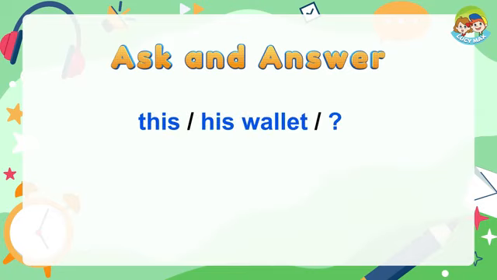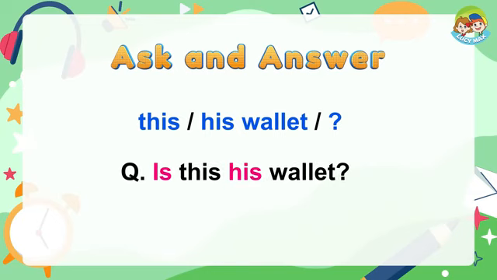Is this his wallet? We use the be verb is with this. So the question is, is this his wallet? The answer starts with no. So we say no, it isn't.